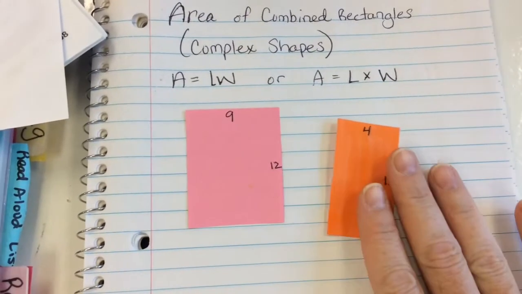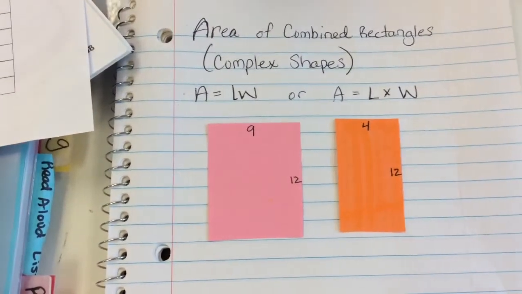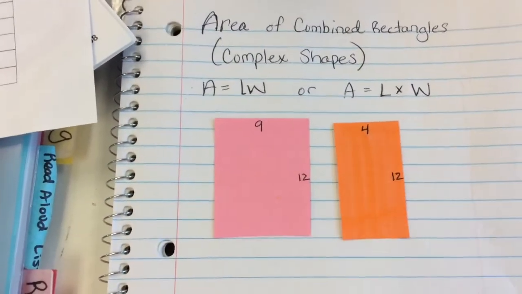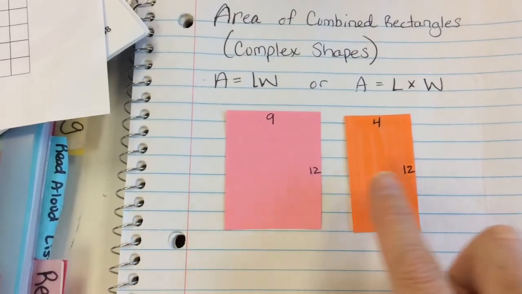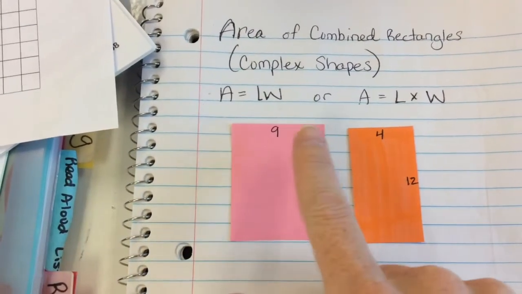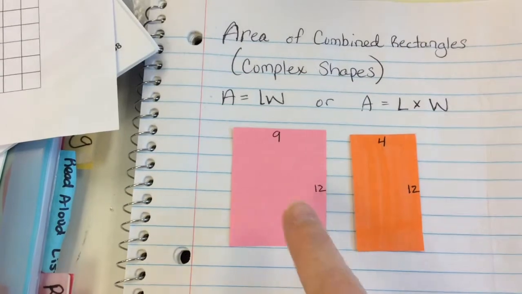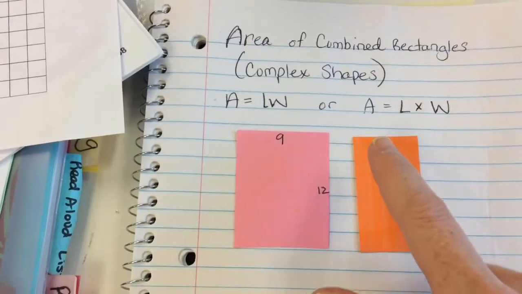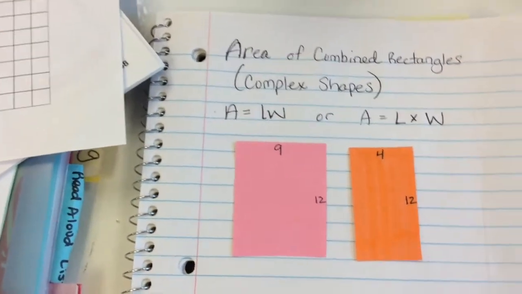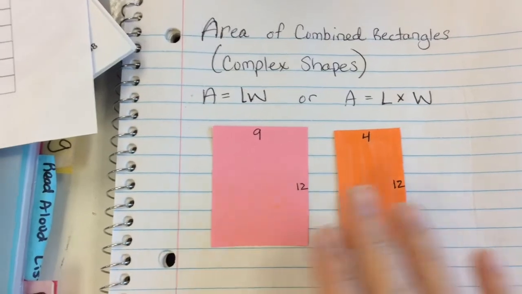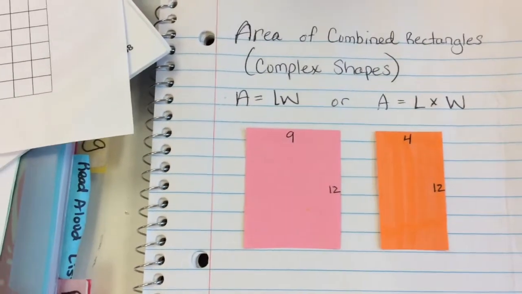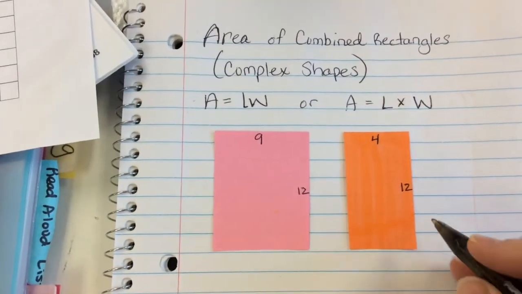Okay, so I have these rectangles here, and they're separate rectangles, my pink one and my orange one. They have one thing in common. They're both the same length, 12, but they have different widths, 9 and 4. So I'm going to figure out a separate area for each one.